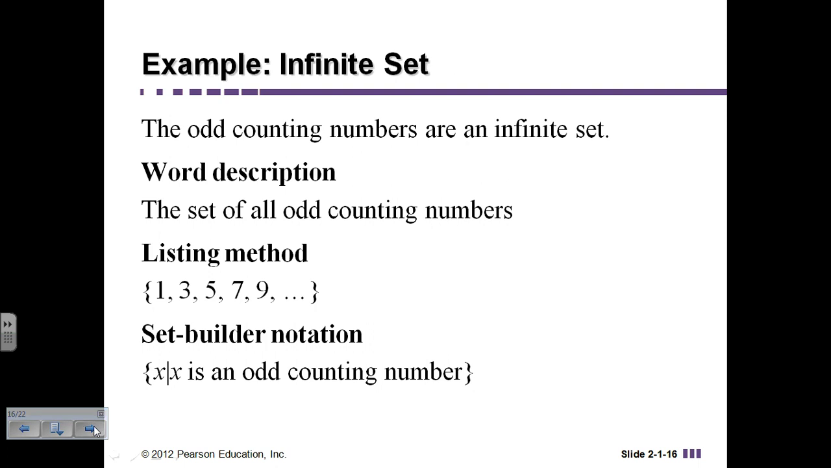So examples of infinite sets would be the set of all odd counting numbers. Odd numbers are not divisible by 2. Counting means it starts at 1. So 1, 3, 5, 7, 9, 11, 13, and it goes on, and so we have the dot, dot, dot. So it's considered an infinite set. The set builder notation would be x, such that x is an odd counting number. Again, that's a very broad spectrum of numbers, and so that's considered infinite.